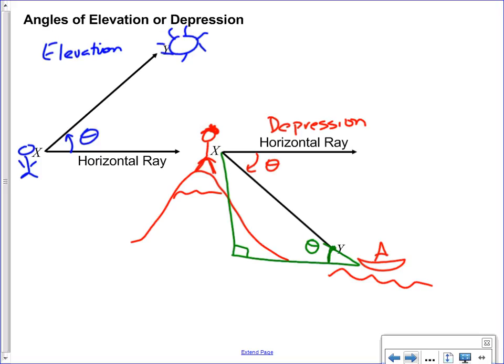Notice that it's alternate interior angles. Alternate interior angles puts the angle of depression at the bottom where the boat is. From where Sierra is, it's outside the triangle, but from the boat, it's inside the triangle. Okay, you got this. We got this.